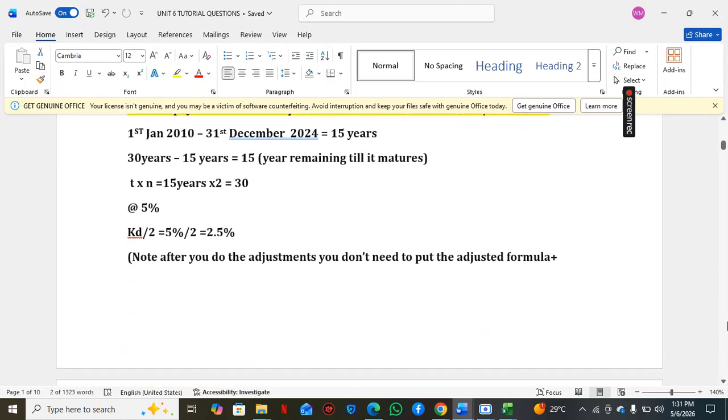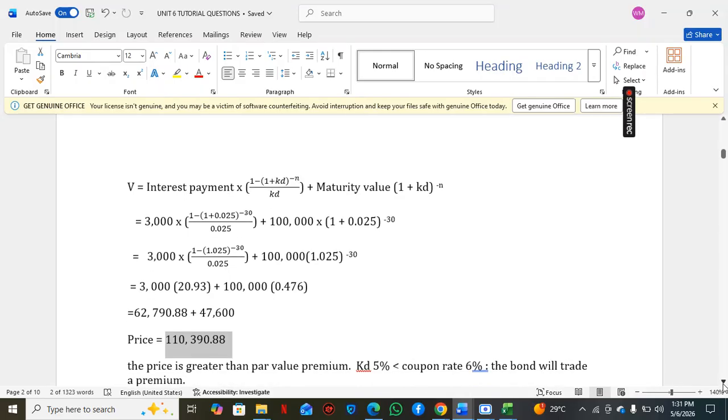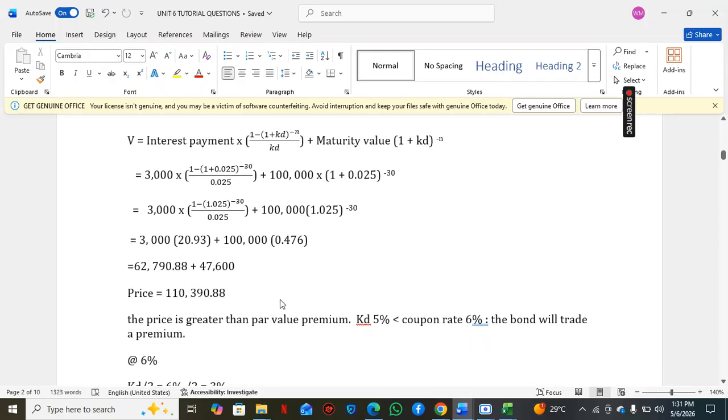So in this case, we got 110,390.88. So it means the bond is selling at a premium because this amount is greater than the par value. Okay.